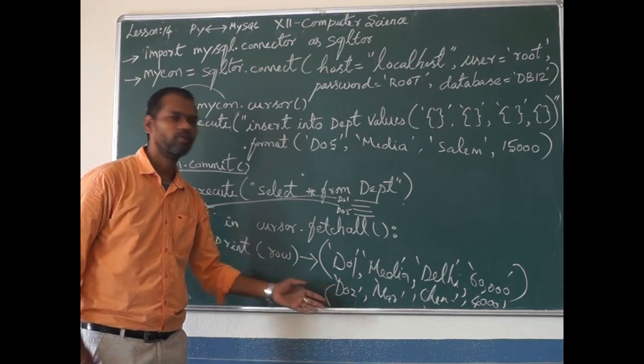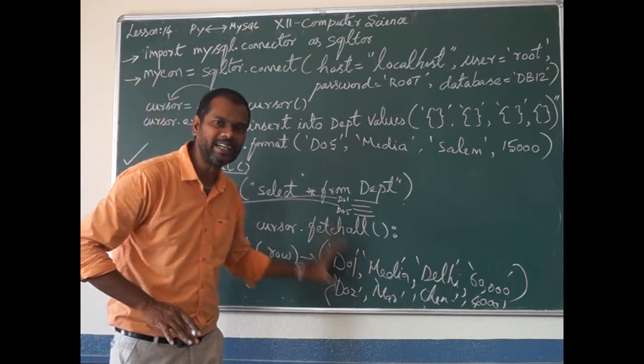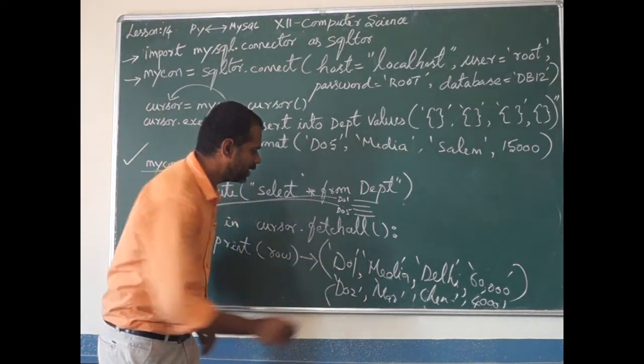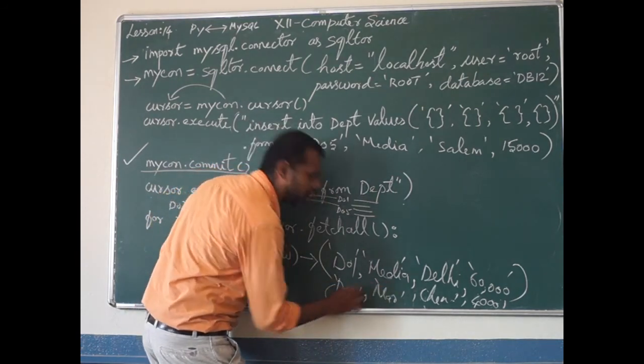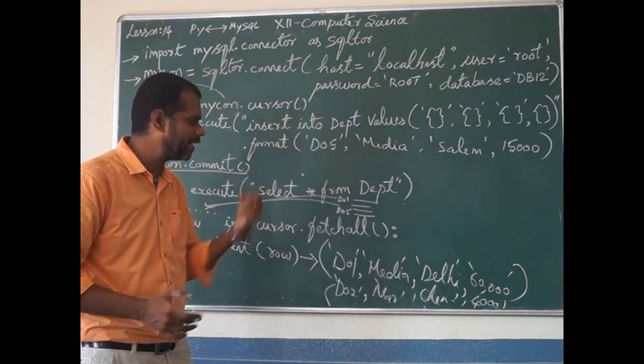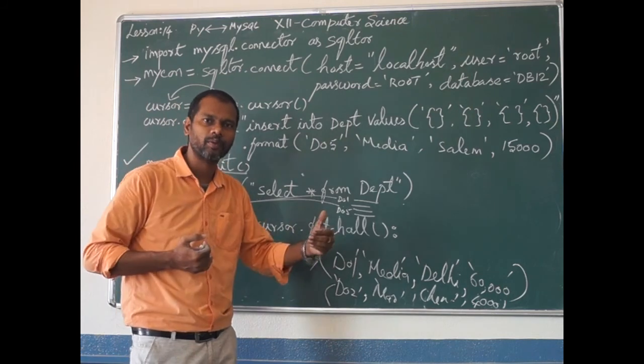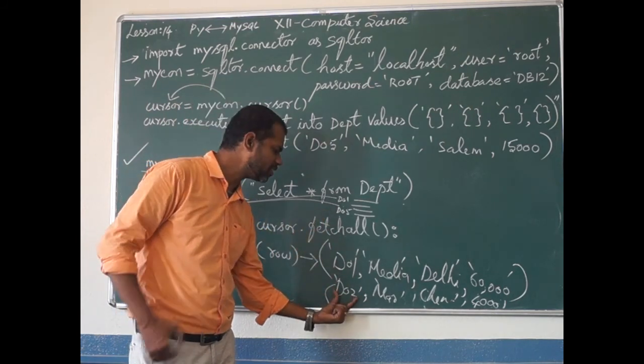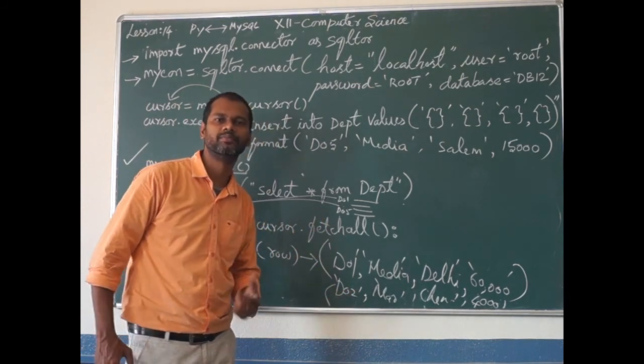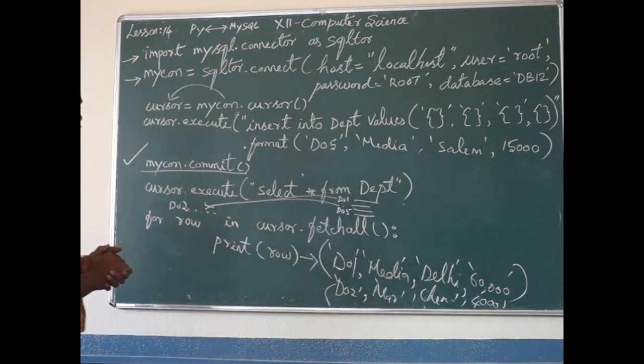Very simple. If it is printed in Python, the data will be separated by commas. When data is printed in Python, the data is separated by commas. Clear? If it is a varchar, single quotes will appear. Clear? Okay. So that's all, students.